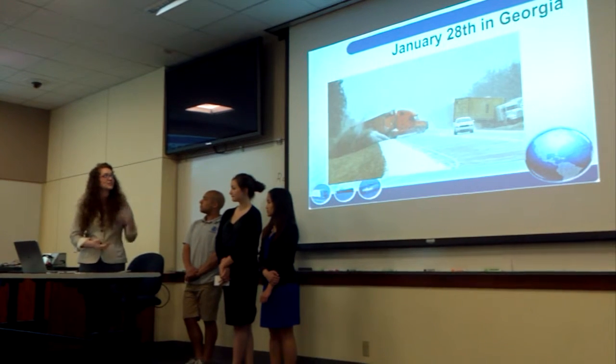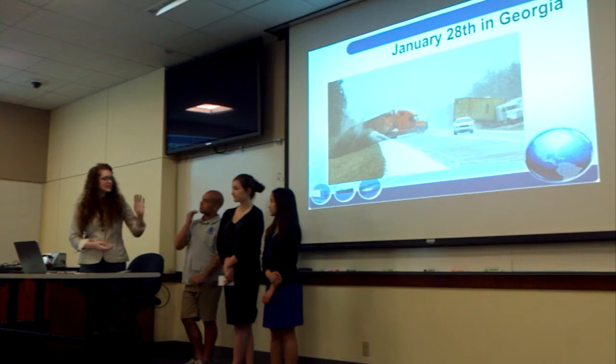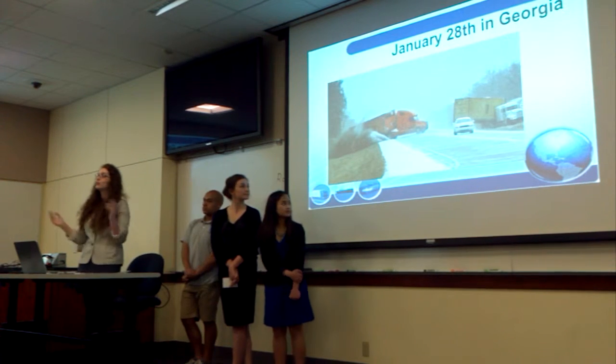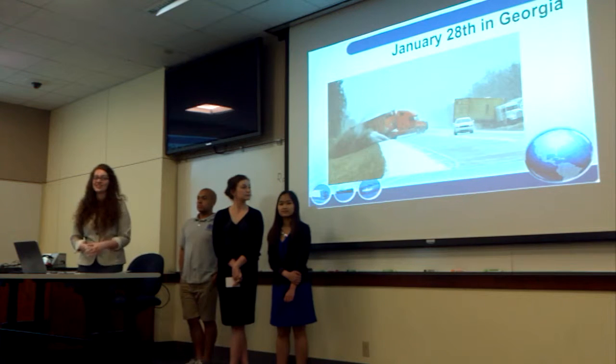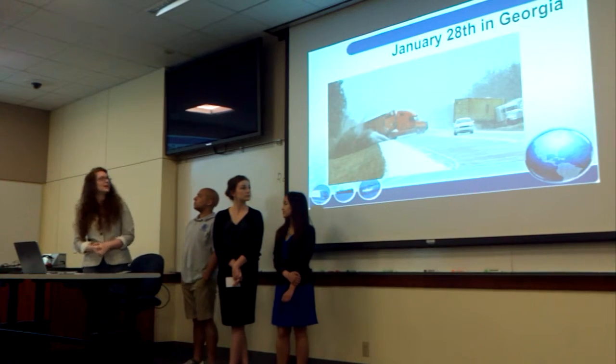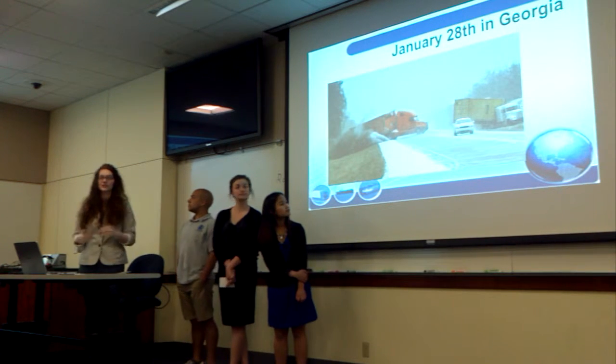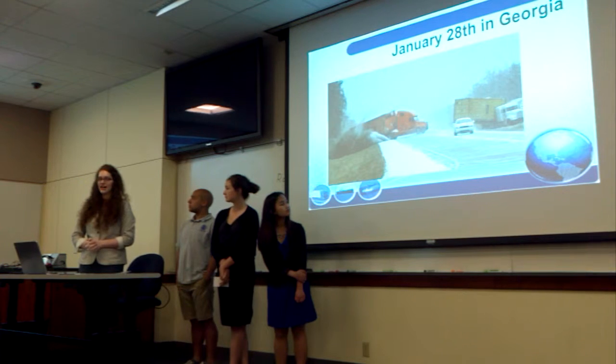So this is an example of a snowstorm that happened January 28th in Georgia. You can see that for any of you who are senators who are from the northern states, it doesn't look like much snow, but Atlanta was clearly unprepared, and you see here an example of how a lack of mental preparation can lead to very dire physical problems.